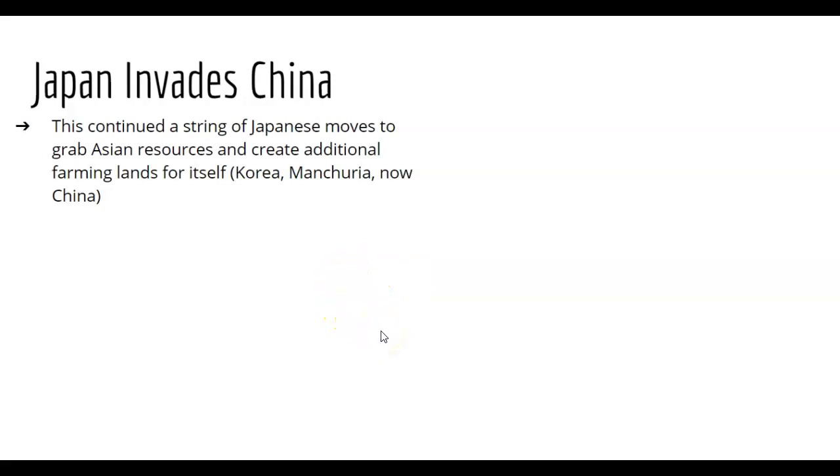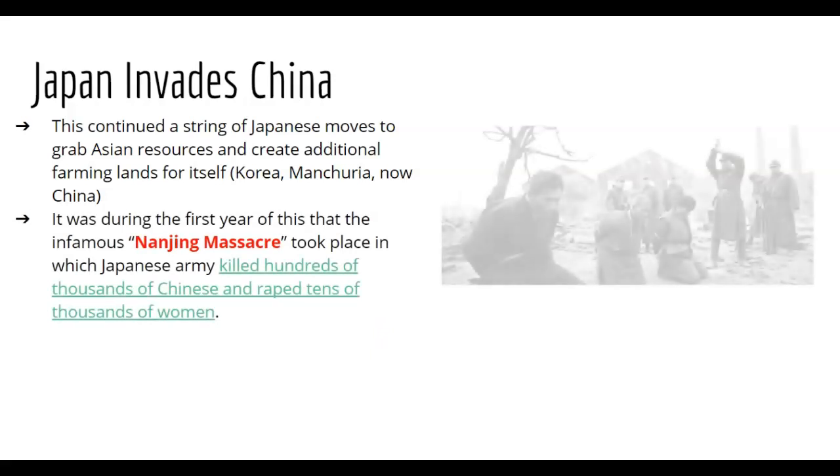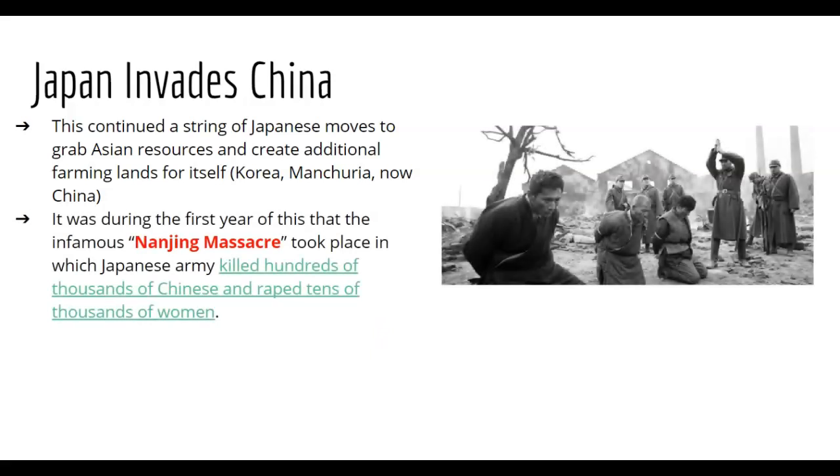Japan was an island nation, is an island nation. They were looking for resources, and they wanted land in Asia, and that included significant parts of China. They invaded China. They committed what's now called the Nanjing Massacre. It's called the Rape of Nanjing.